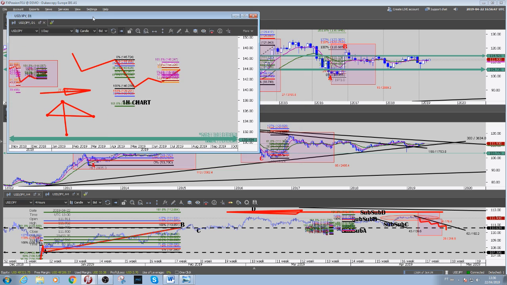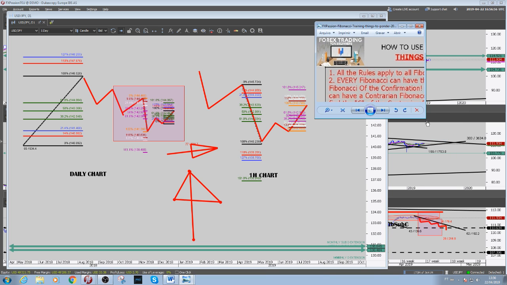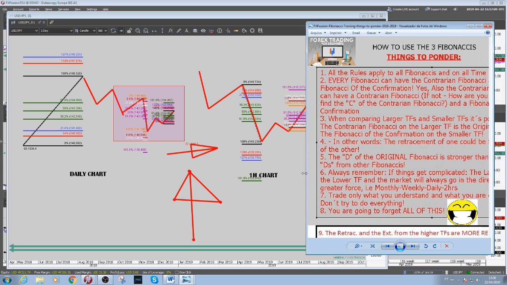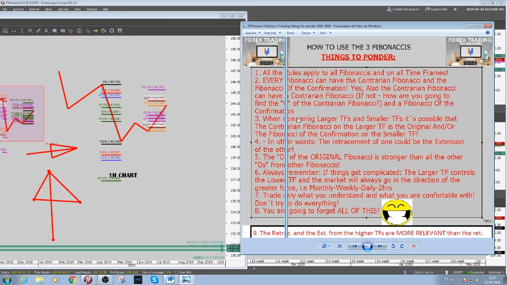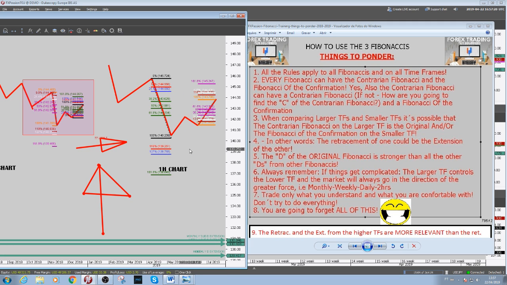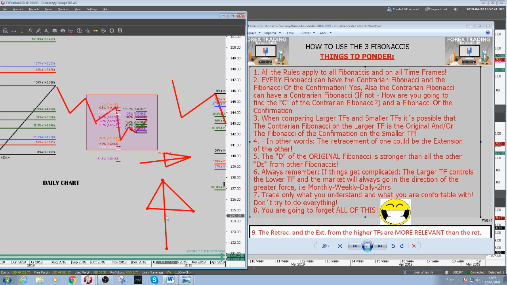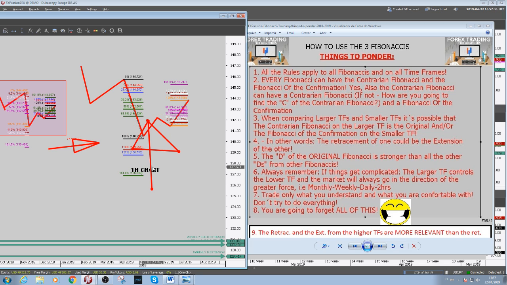so let's undock this. When comparing the two charts, it's possible that the contrarian Fibonacci on the larger time frame is the original Fibonacci, right? So the contrarian on the daily chart is equal to the original on the smaller time frame, on the 1 hour chart, and or the Fibonacci of the confirmation on the smaller time frame. That states number 3.